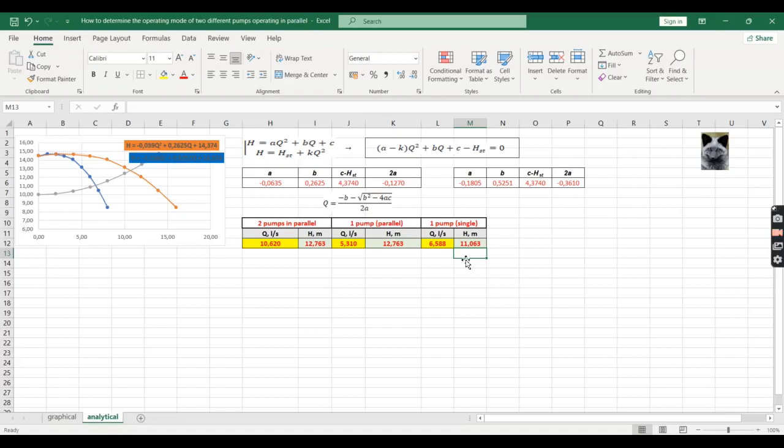An interesting fact to be indicated is that if you compare the values of these flow rates, it seems that when a pump operates individually, the flow rate will be higher than if the same pump operates at the same conditions but connected in parallel.